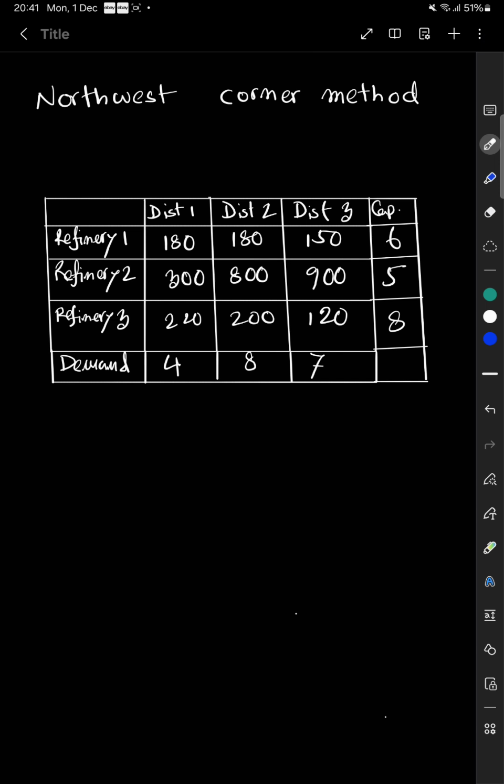Now when we do northwest corner, actually it's pretty easy. We will start from the left. Well, you can follow the name. The name says it all. Northwest corner. So we'll go to the northwest corner, and we will give as much as possible to that box. So let's see how much we can give in the first one.